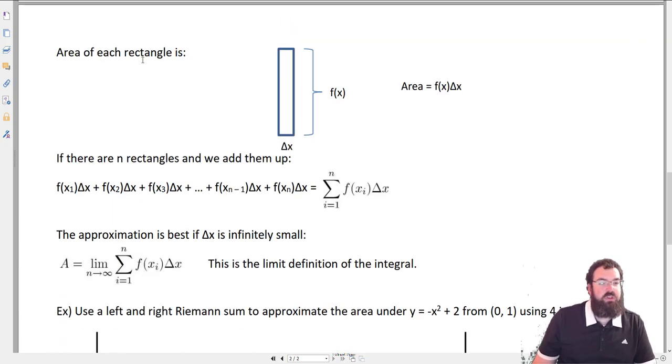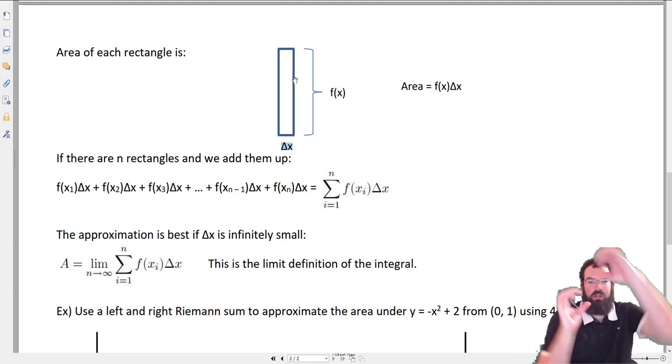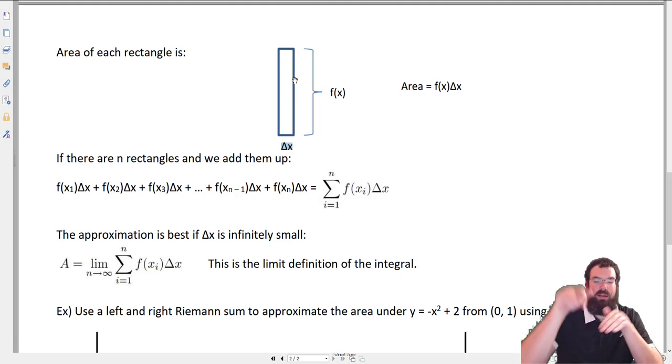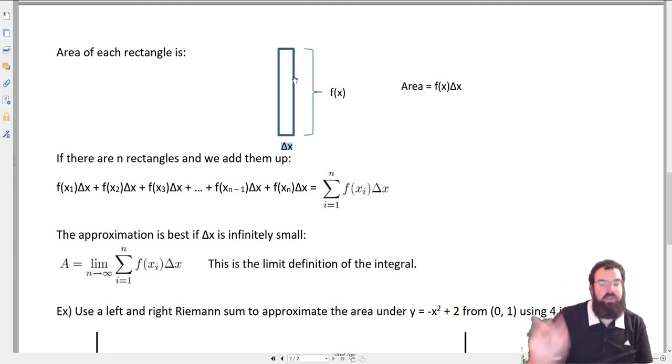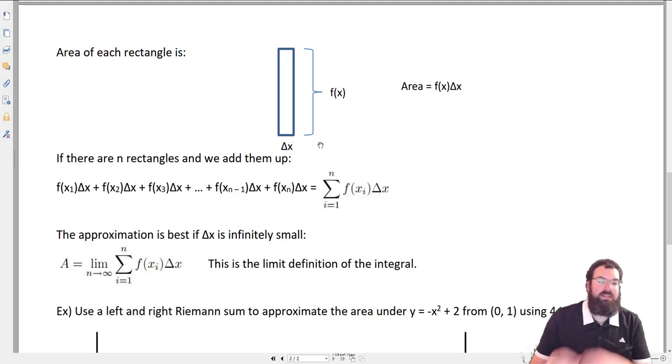So the area of each rectangle is the base times the height. Now we have to think about this. The base is really delta x, the change in x, and f of x is the length of each rectangle. So the area of a rectangle is f of x times delta x, where delta x is that change. Ultimately, we want that delta x to be as skinny as possible.